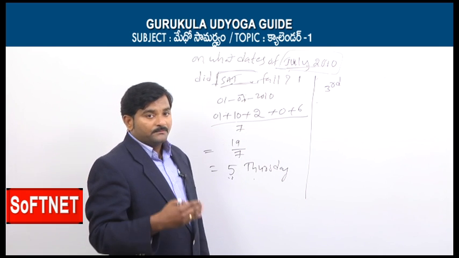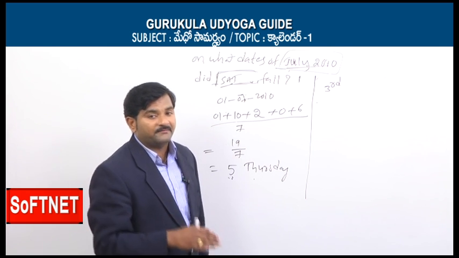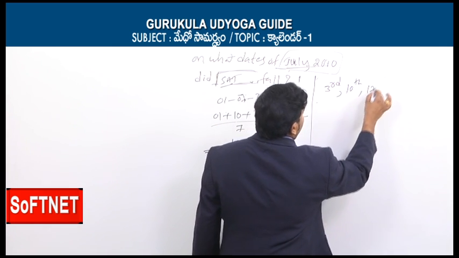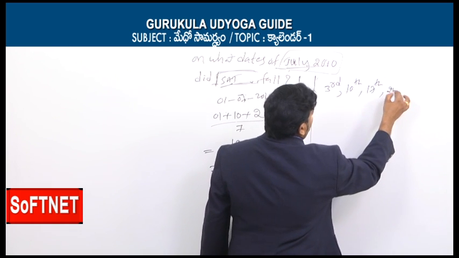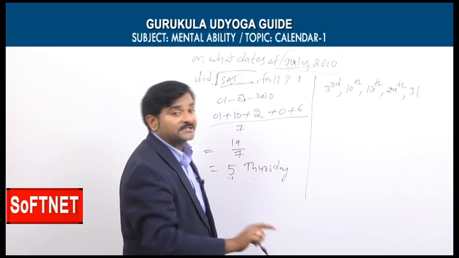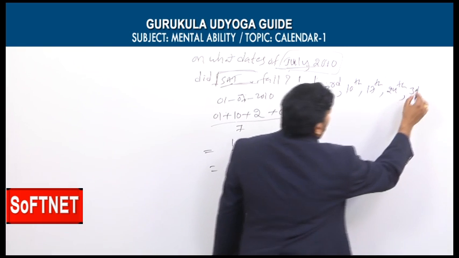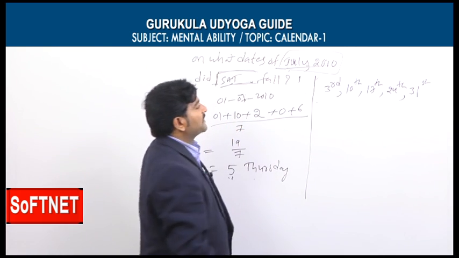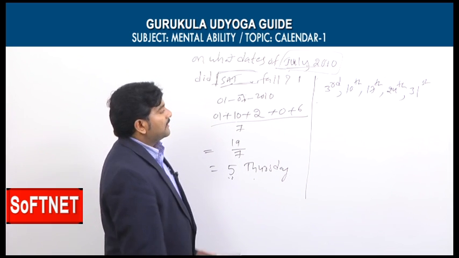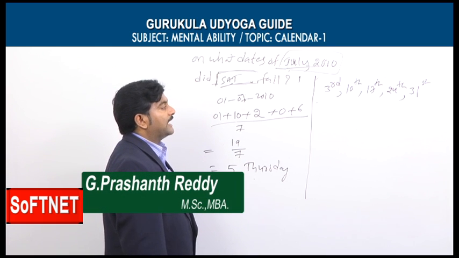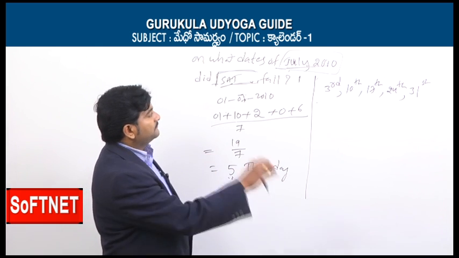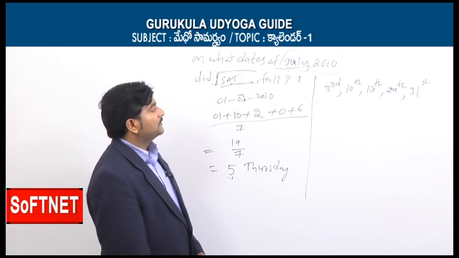Just now I told you, after every 7 days the same day will come. That's why 3rd, adding 7, 10th, adding 7, 17th, adding 7, 24th, adding 7, 31st. Wow, July month has 31 days also. That's why in that month how many Saturdays do you get? You get 5 Saturdays in July 2010. Therefore 3rd, 10th, 17th, 24th and 31st. On these 5 dates Saturday fell in the given month, in the given year 2010.